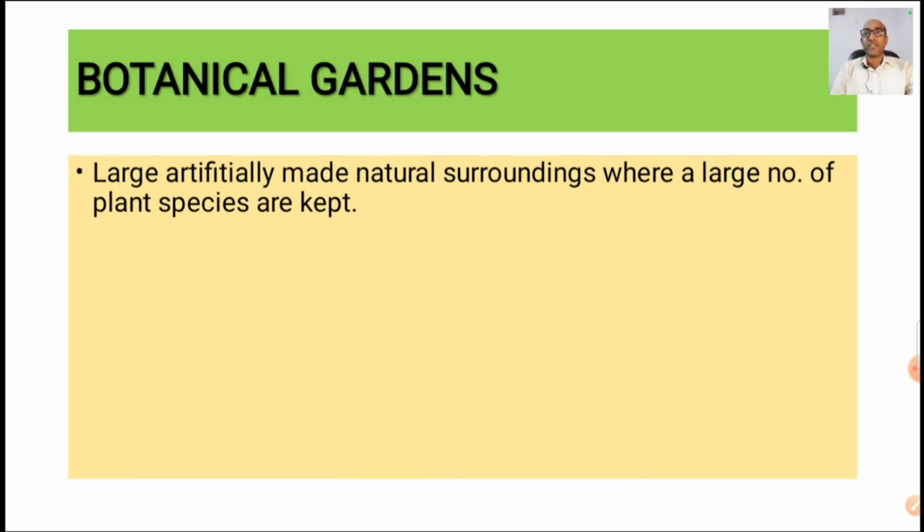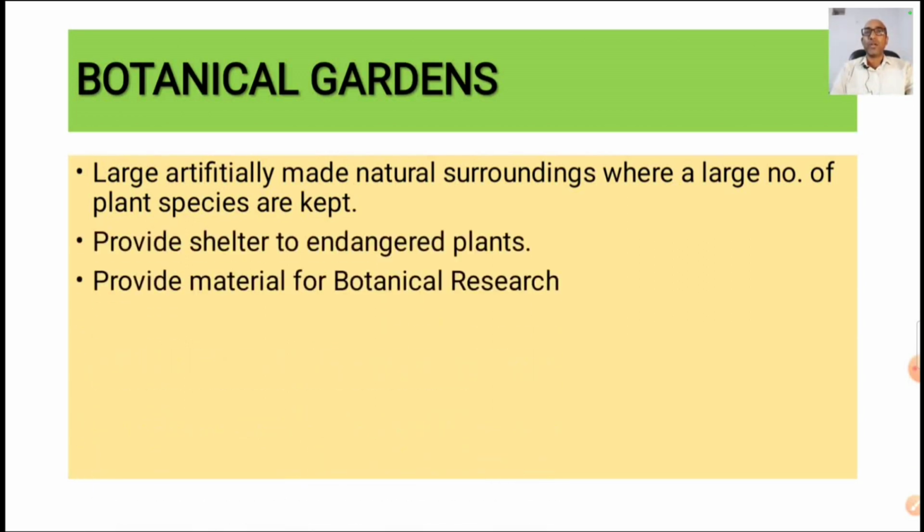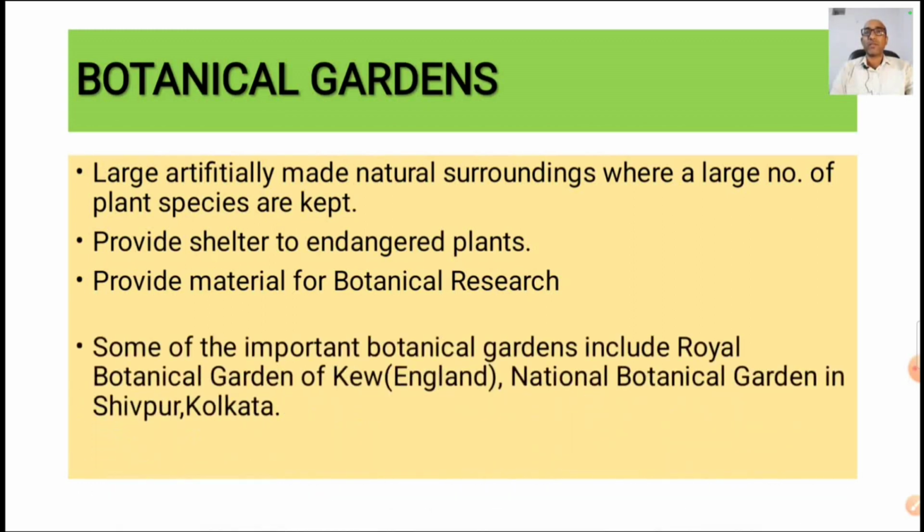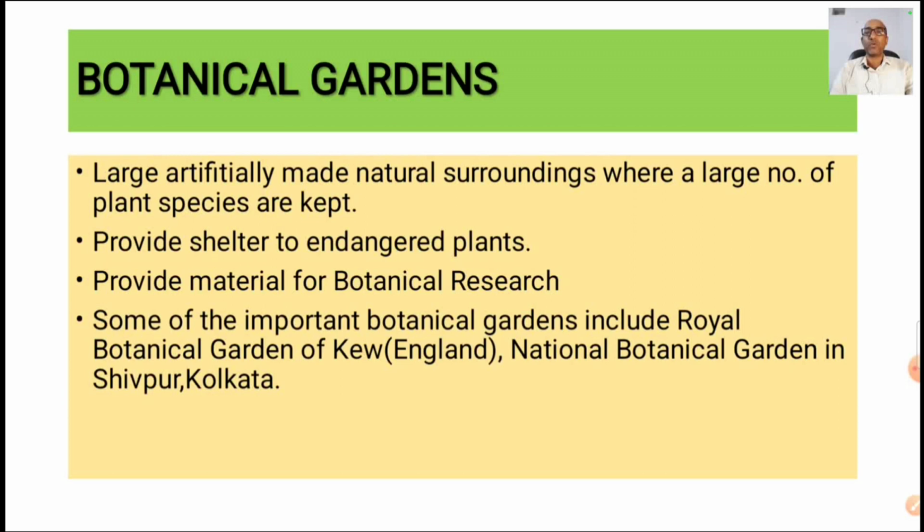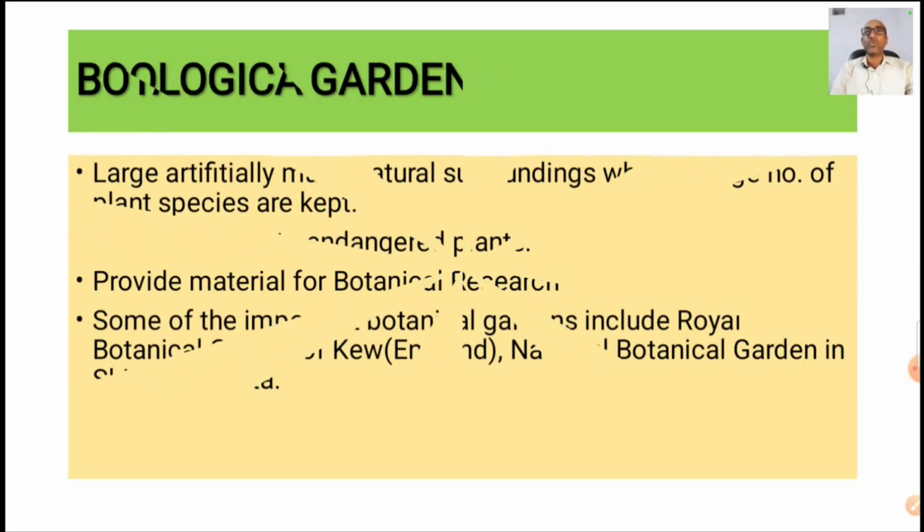Now they provide shelter to endangered plants also. So what is their function? Why are they being made? They provide material for botanical research. Got it? Some of the important botanical gardens include the Royal Botanical Garden of Kew, England, then the National Botanical Garden of Shibpur, Kolkata. Got it?